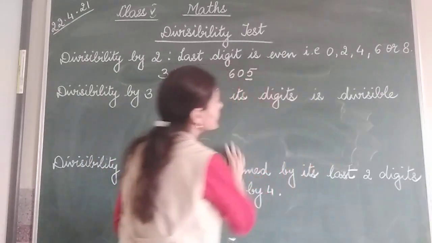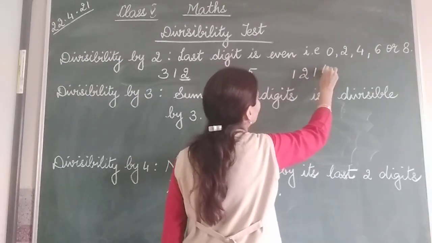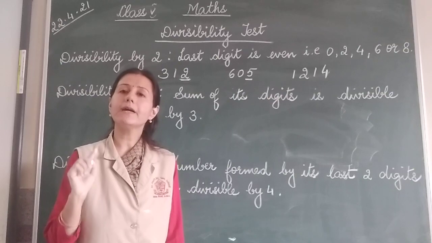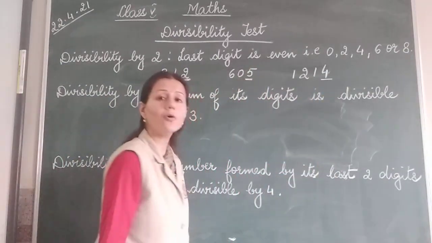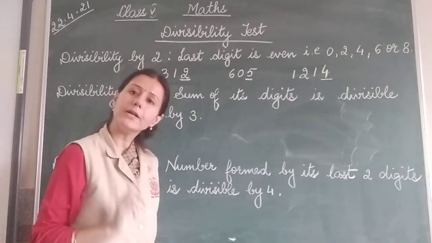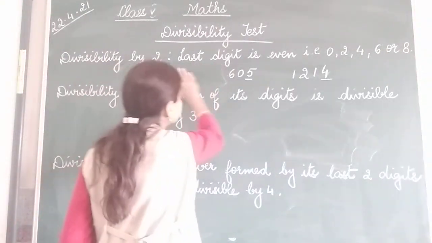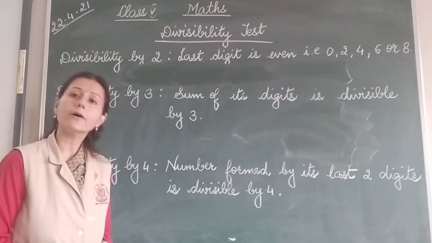Let us take another example. Say 1214. Okay, you have to find out whether this number is divisible by 2 or not. Look at the last digit. What is the last digit? 4. That is even. So this number will be divisible by 2. Okay, so what is the divisibility test for 2, beta? The last digit should be even. That is 0, 2, 4, 6 or 8.